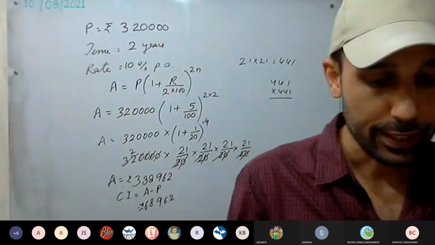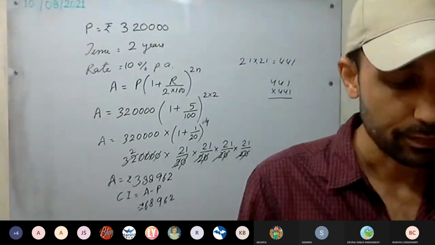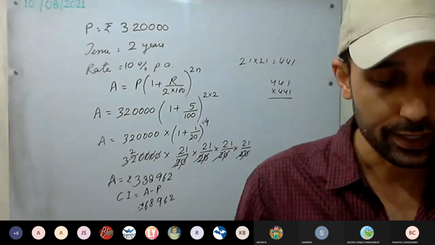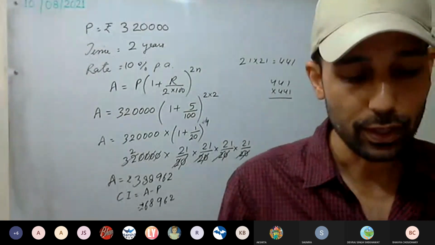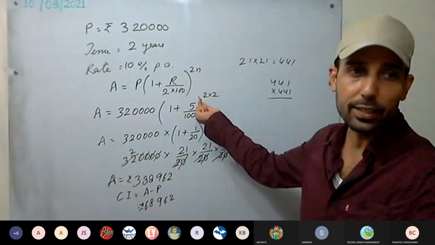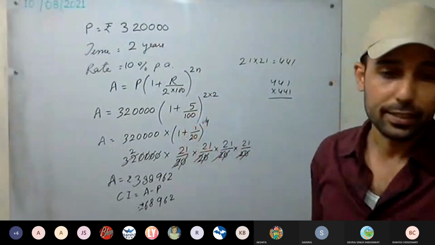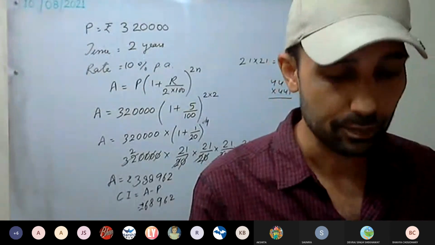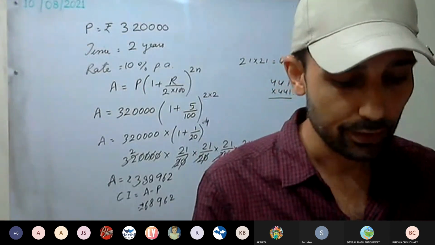Okay. Ninth question you can do as homework. Find the compound interest on rupees 80,000 for 1 year at 7% per annum, compounded half yearly. So here 2 into 1, so how many half years will be there? 2 half years. And rate is how much? 7%. So it will take 7 by 2, which is 3.5.